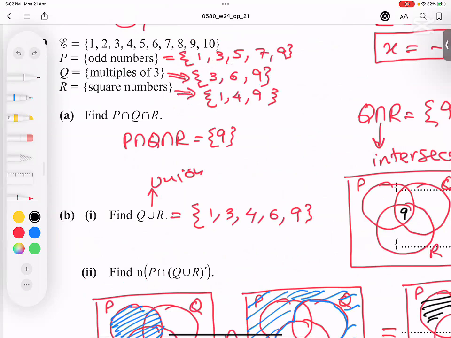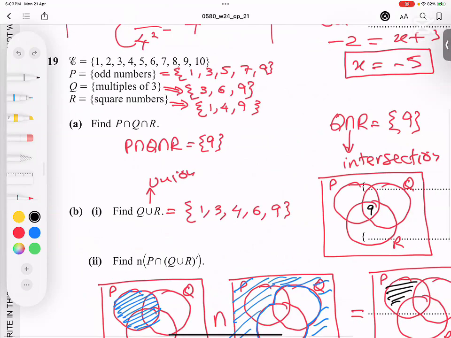Nothing common. Is any common between P and Q? Yes, there is a common. Common members are 3, and that's it. So for P and Q, I'm writing 3 here. Okay, 3 gone, 9 gone.